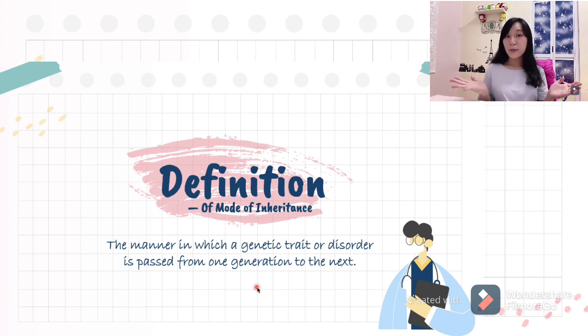What do we mean by mode of inheritance? Mode of inheritance is the manner in which a genetic trait or a DNA disorder is passed from one generation to the next. It means that the parents will pass this particular gene mutation to their offspring. Later on, I'll be discussing how Adam inherited this genetic disorder, beta thalassemia major, from his parents.